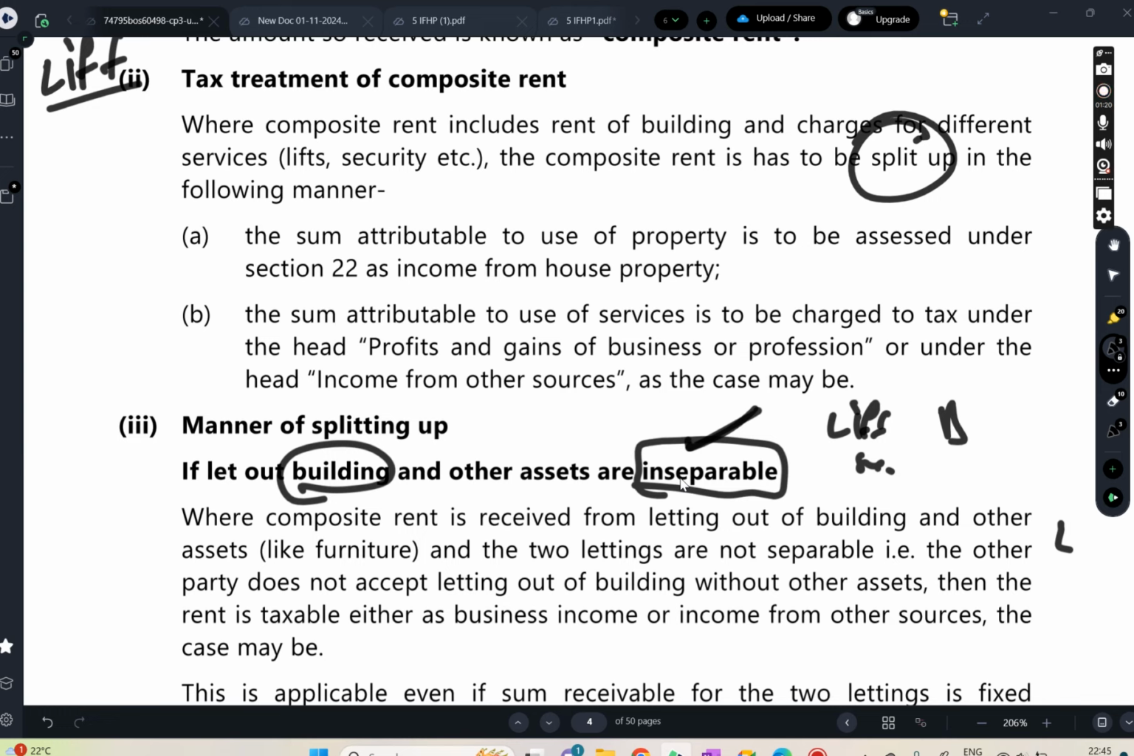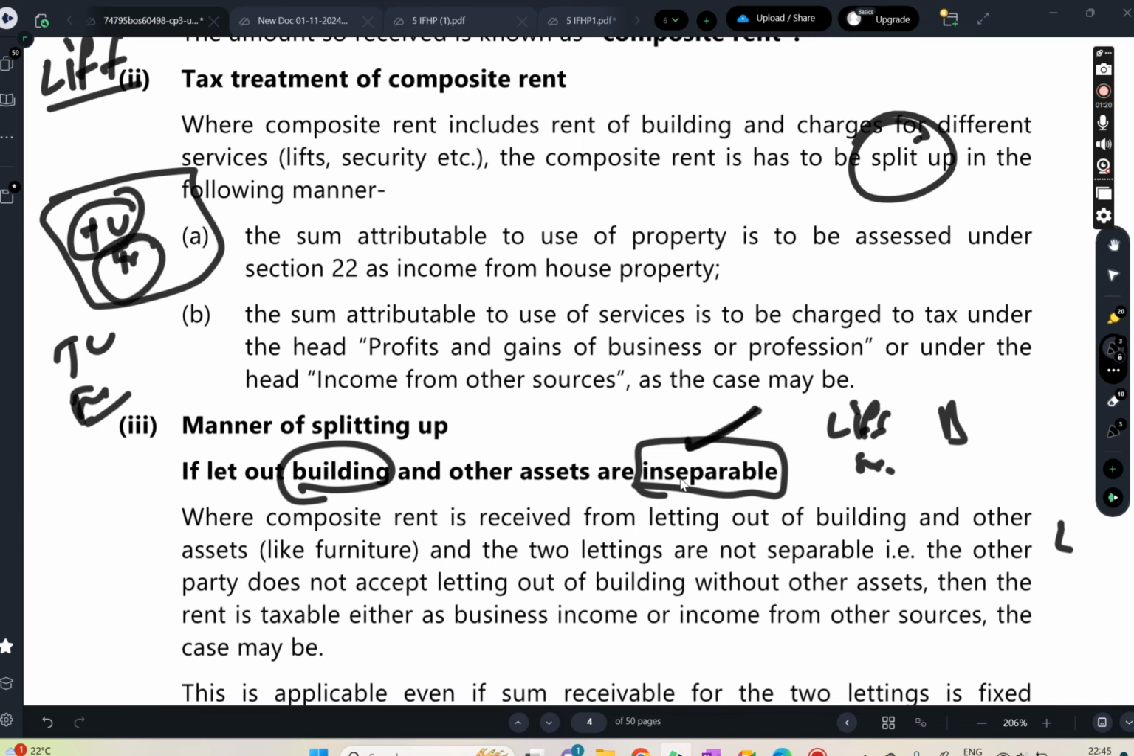So these are inseparable. But let's say there is a TV or fridge, obviously these are separable. That means you can give a building for rent without giving the rent of a TV or a sofa. So those are separable. Let's say I am giving a fully furnished house for rent. In that a TV is there, fridge is there. For this I am separately charging the rent. So that will be taxed separately, under either business income or income from other sources.